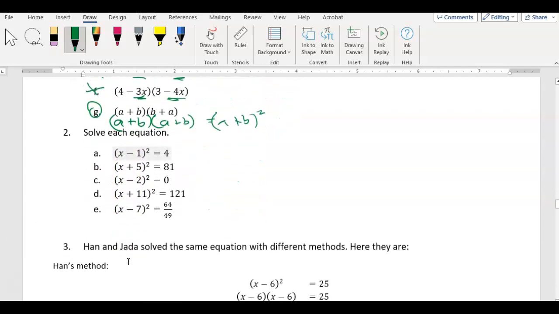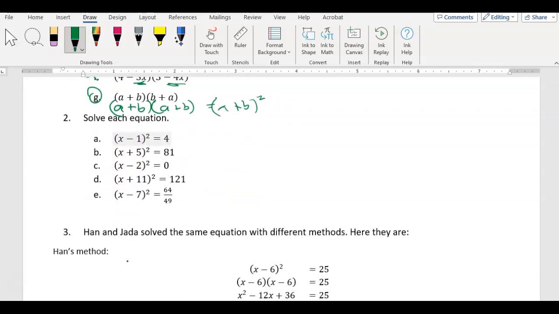Number 2, solve each equation. So these are all perfect squares, which means that I can take the square root of all of them. So I'm going to start taking the square root of both sides. If I take the square root of a square term, all that's left is what's underneath the square root. And so this equals plus or minus 2. That's important because there's going to be more than one answer.